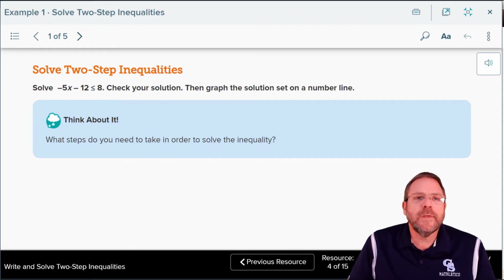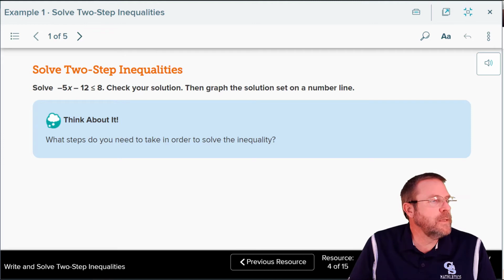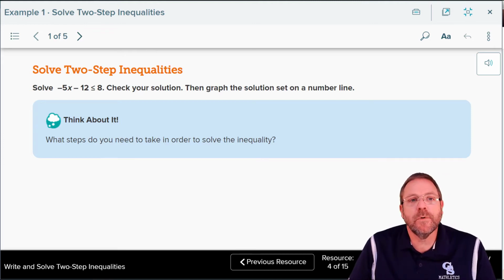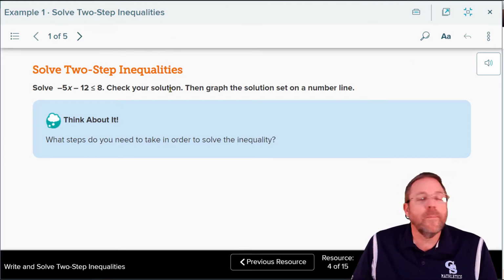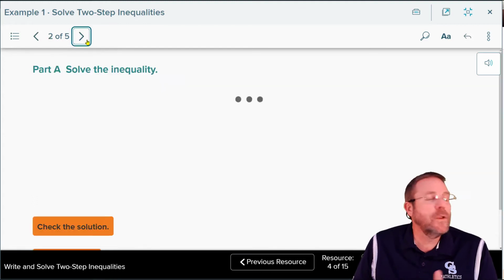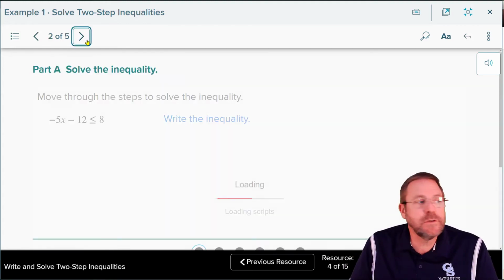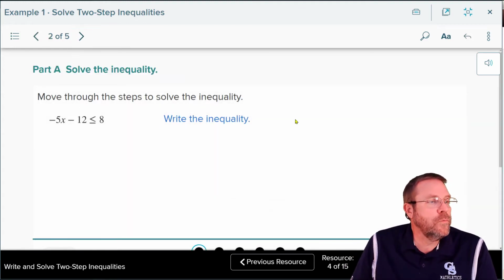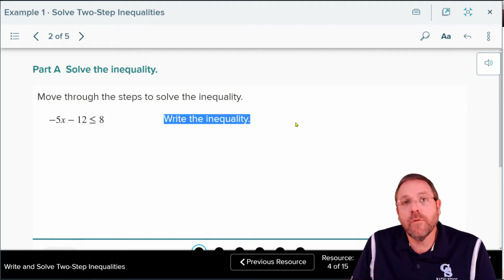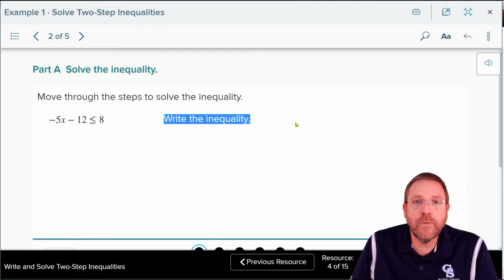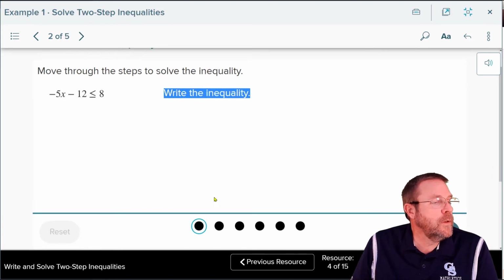The textbook has given us an inequality here to work: -5x minus 12 is less than or equal to 8. We're going to start off by doing exactly what they said. We're going to undo addition and subtraction first. So they wrote the inequality. Remember, if you don't write your original problem, I'm not giving you credit for it. You're going to write the inequality.